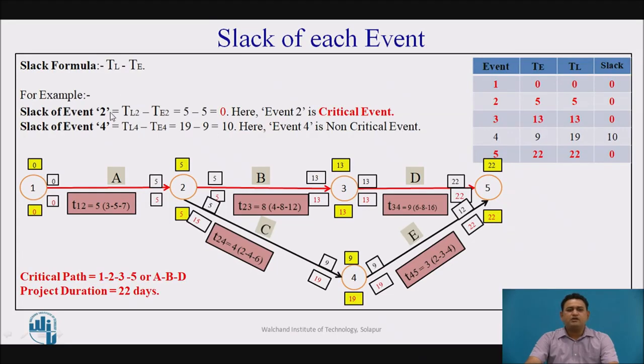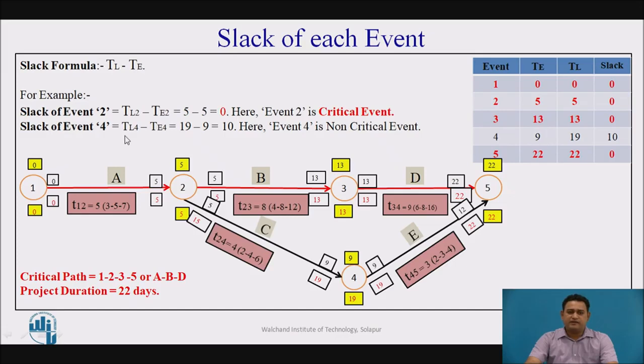This is the slide where we are representing the calculations for the slack times of each event. Here, when we see the first event, it is 0 minus 0, it is 0. So as it is starting, it is a critical one. And when we see event 2, the latest allowable occurrence time is 5, and the earliest expected time is 5. 5 minus 5, again it is 0. So that's why we are representing it as a critical event.